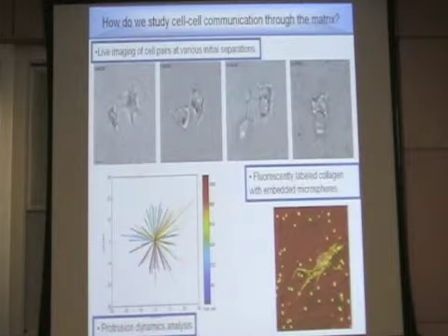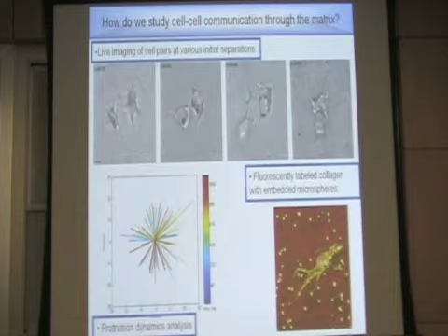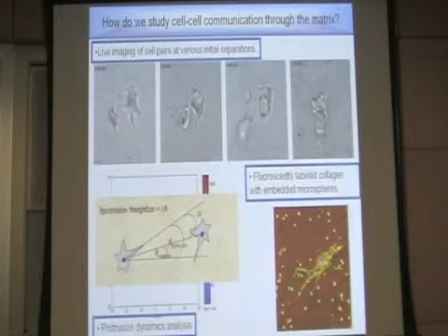So how do we study this? Well, right now we're doing live cell imaging of pairs at various separations, and here we have two cells that after 24 hours end up connecting. We look at protrusion dynamics, direction and angle of protrusions over time with respect to a neighboring cell. And we also fluorescently label the collagen and embed microspheres to see how the cells interact with the matrix.